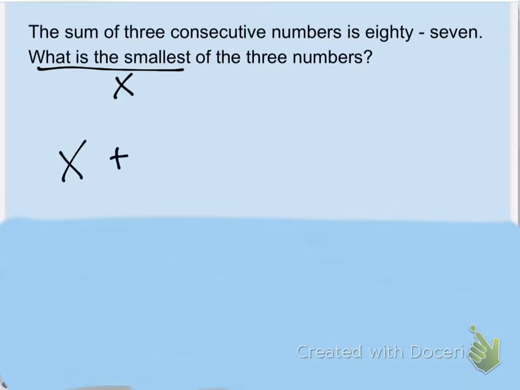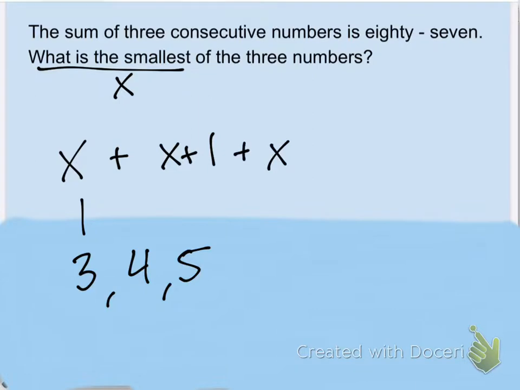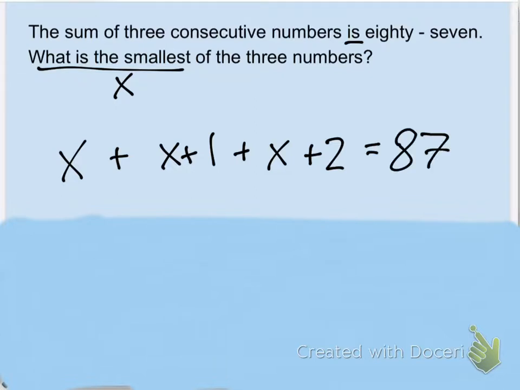My next number is x plus 1. Because if I add the numbers 3, 4, and 5, if x was 3, I get to 4 by adding 1 to x. How do I get to 5? I add 2 to x. And I only have 3 consecutive numbers, so I only need to worry about those 3 numbers. And I know it's equal to 87.